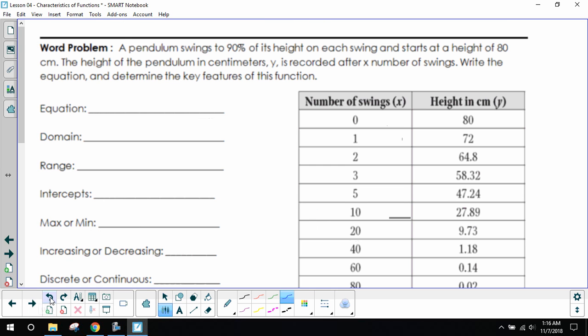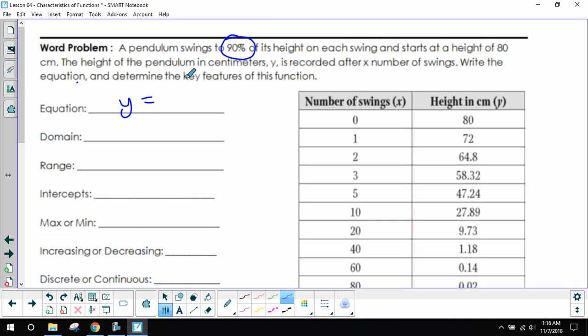A pendulum swings 90% of its height on each swing and starts with a height of 80. The height of the pendulum in centimeters, y, is recorded for x number of swings. Write an equation to determine the key features of this function. Guys, it's telling you the pendulum is swinging 90% of its swing. I know you would want to use your formulas, that P minus R, et cetera.